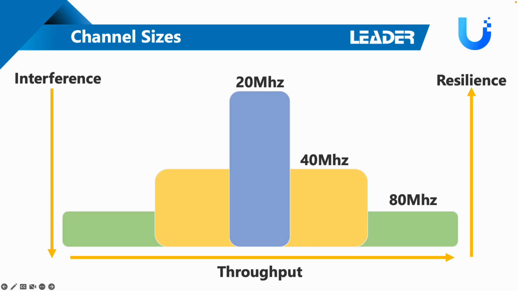So if we know we don't need more than, I would say, about 10 to 15 megabit per second, it's perfectly fine to go for a 20 megahertz wide channel because that would be supported. It would support that data rate on that smaller channel. It means it's much more resilient. It's much less prone to interference, although the throughput is, generally speaking, a bit lower.